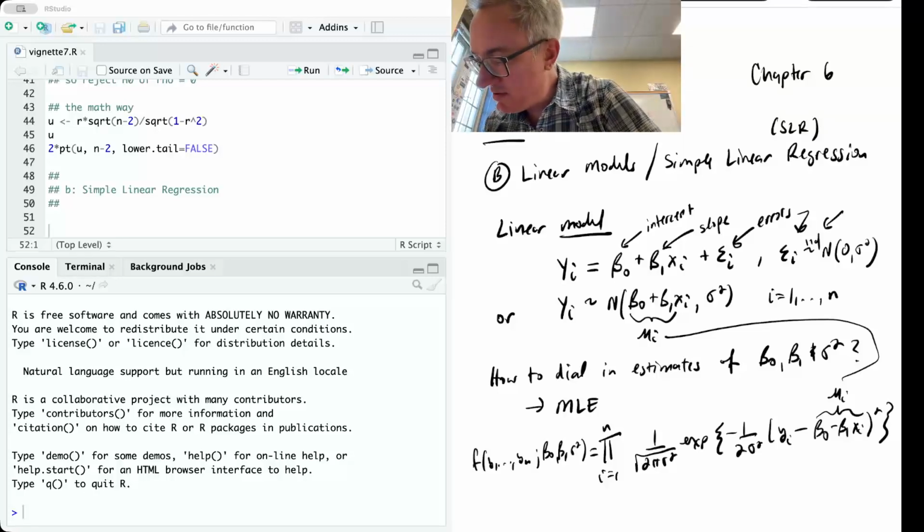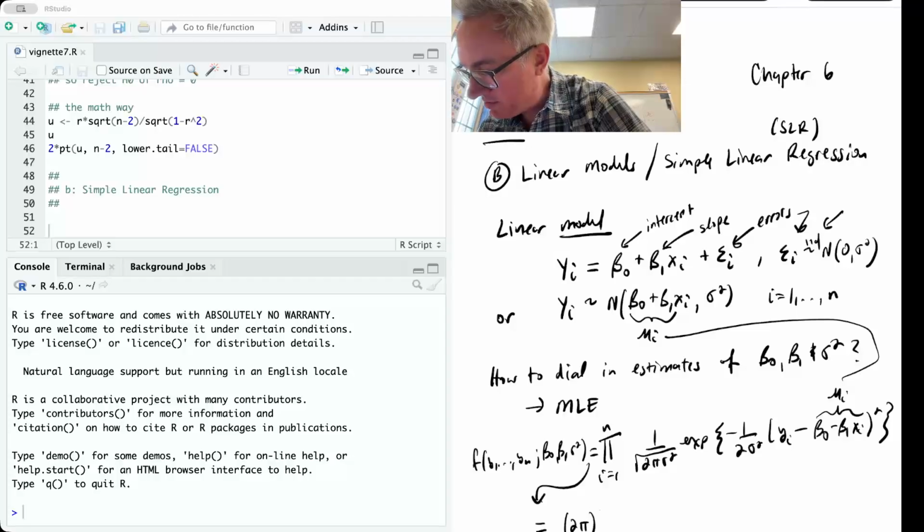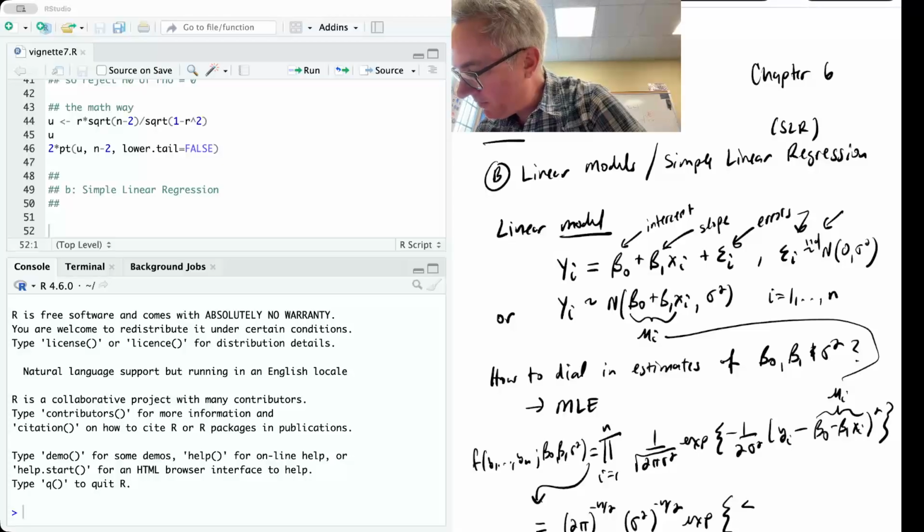I always like to simplify that, if I can, to the part of it that involves things that don't have anything to do with the data and those things that do, and then bring the product into the exponent. So distribute the product through, and it becomes a sum inside the exponent.